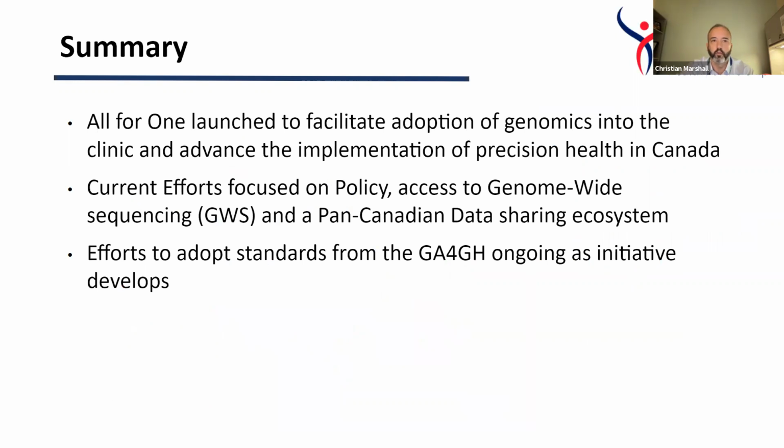So just really quickly in summary, All-for-One launched to facilitate adoption of genomics into the clinic and advance implementation of precision health in Canada. Current efforts focus on policy, access to genome-wide sequencing and repatriating it back to Canada so that we can make use of the data, including this pan-Canadian data sharing ecosystem. And then obviously efforts to adopt the standards from GA4GH are ongoing as the initiative develops. So we're really just beginning this right now.